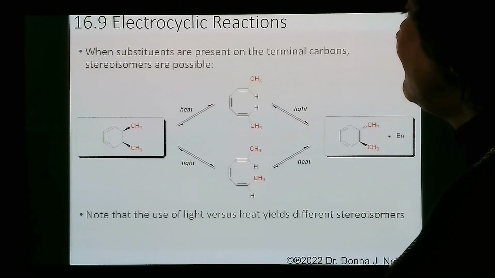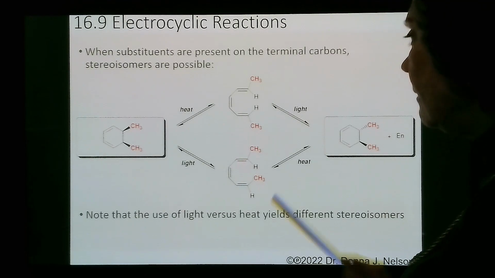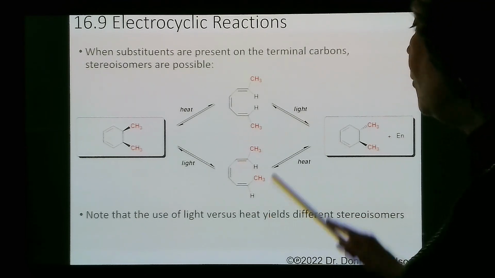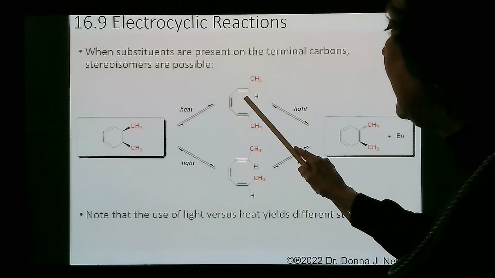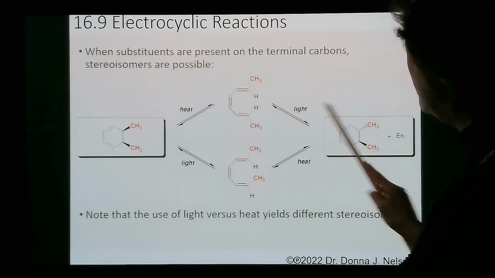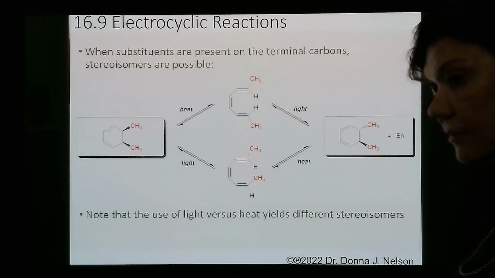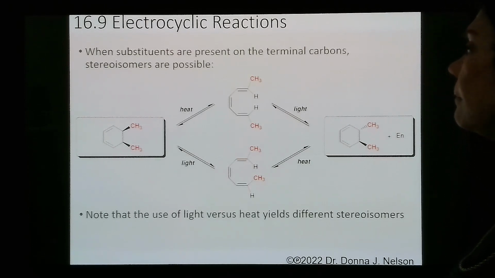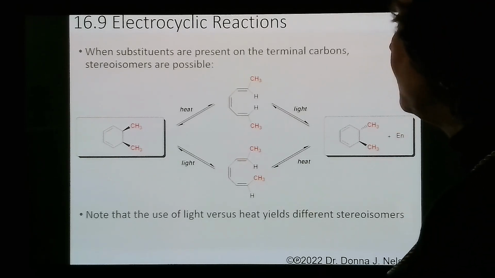So light reverses the stereochemistry of the reaction. That is the point of this slide. The light reverses the stereochemistry of this reaction. Heat gives this one a cis product, light gives this one a trans product. So the light will reverse the stereochemistry of the reaction. That's important to remember. And that always happens in these pericyclic reactions.